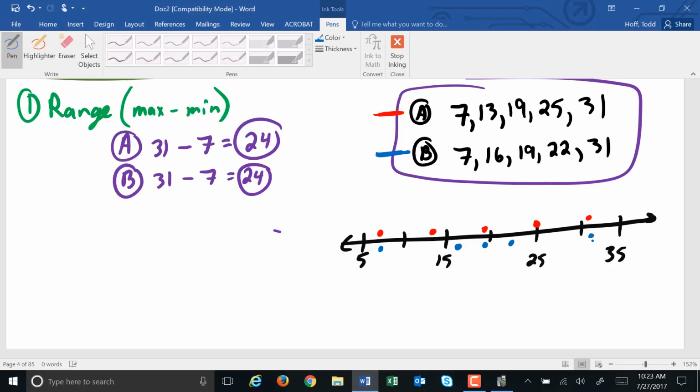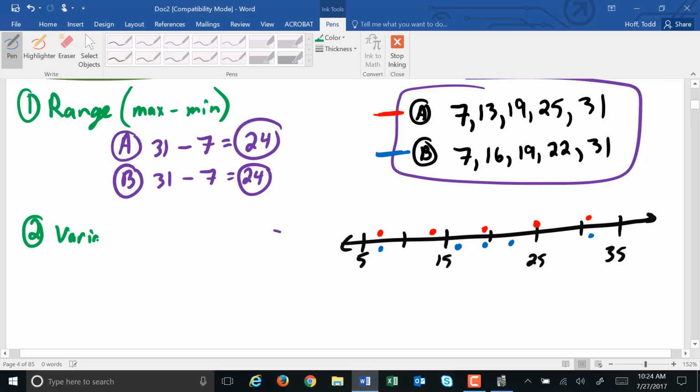They have the same range, but the red ones are kind of evenly spread out across the whole range, where the blue ones are tighter in the middle and just a couple out on the end. So it is less spread out. The range cannot distinguish between those sets. So the range is not a good measure of spread. So we use something called the variance and the standard deviation.